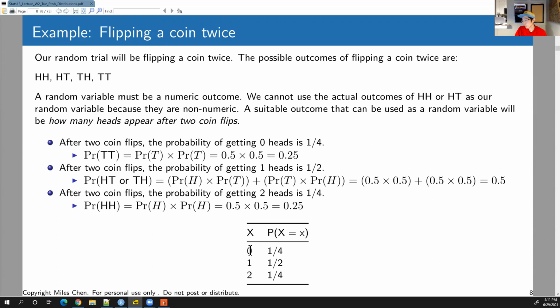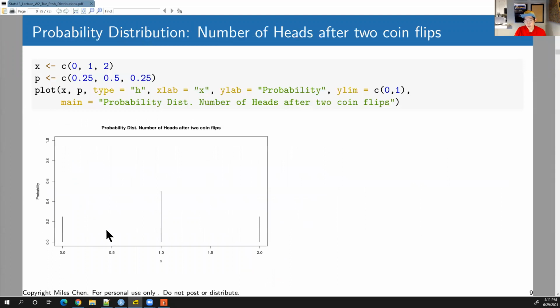So our random variable takes on the value 0 with probability 1/4. It takes on the value 1 with probability 1/2. And it takes on the value 2 with probability 1/4. Okay, that would be the results there, flipping the coin twice. And again, graphically, if we want to represent this with the lines, we can do this. We can get 0, we can get 1 with a probability 0.5, or 2 with probability 0.25.